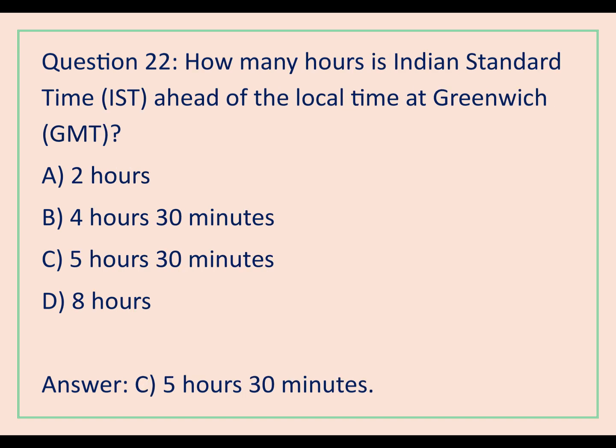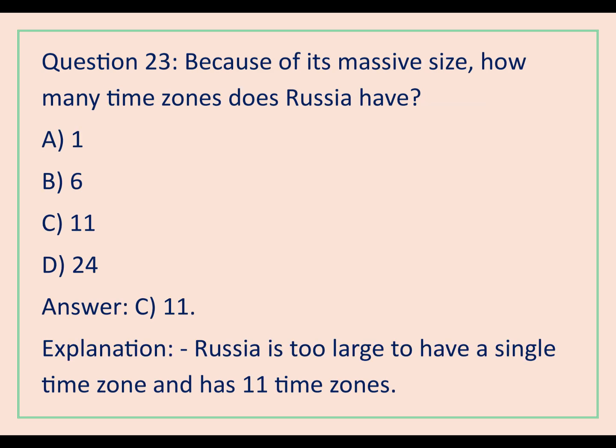Question 22. How many hours is Indian Standard Time, IST, ahead of the local time at Greenwich, GMT? A. 2 hours. B. 4 hours 30 minutes. C. 5 hours 30 minutes. D. 8 hours. Answer. C. 5 hours 30 minutes.